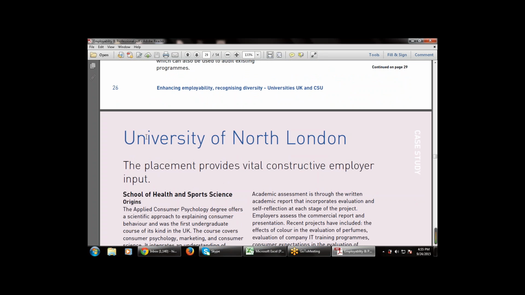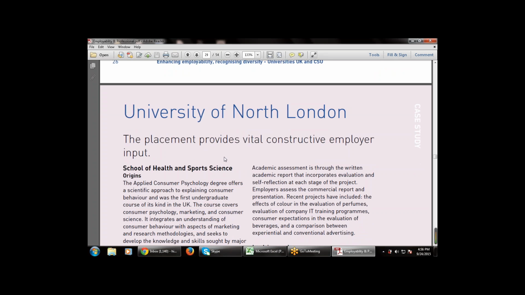Next is the University of North London. A placement provides a vital, constructive employer input, that is the University of North London. So that placement also provides a vital constructive employer input.